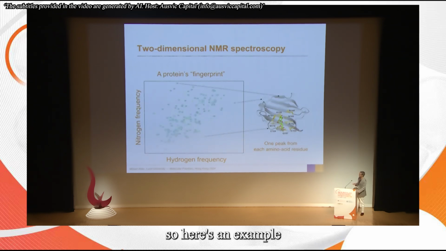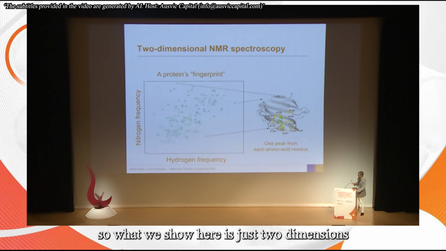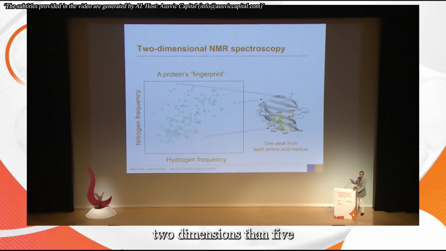So here's an example of a two-dimensional NMR spectrum. That's another beauty of NMR. You can do multi-dimensional spectroscopy, as many dimensions as you like, almost. So what we show here is just 2 dimensions. It's usually easier to look at 2 dimensions than 5.